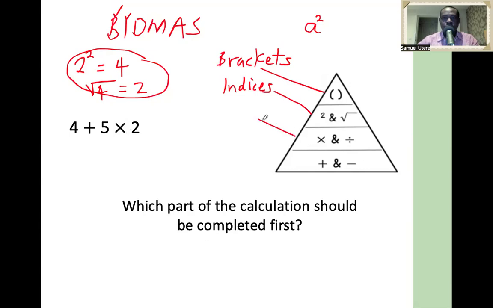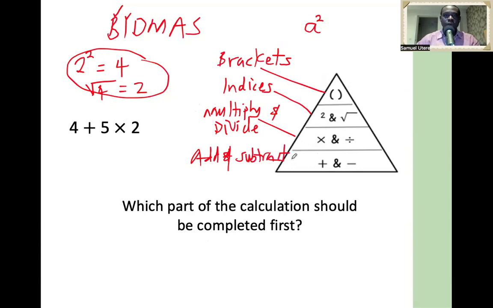This one is multiplication and division, so to multiply and to divide. They both have the same order of operation in a calculation. Then the last one is add and subtract. They both have the same order of operation. So I want you to take note of these when we start doing our calculations. Most people like to use BIDMAS. It's easier for them to remember. But you can memorize this pyramid if you want to. Okay, let's move on.